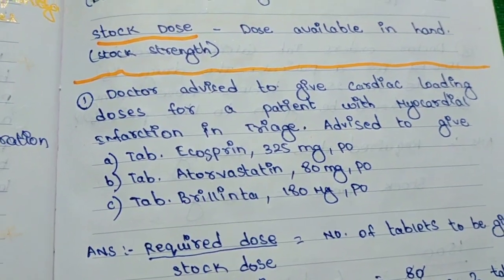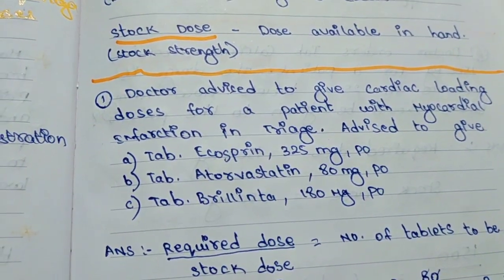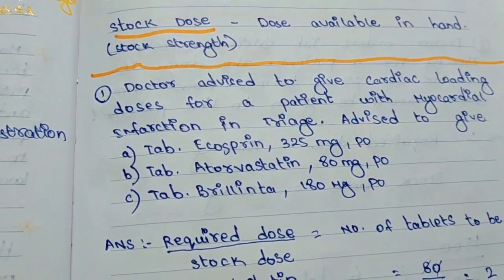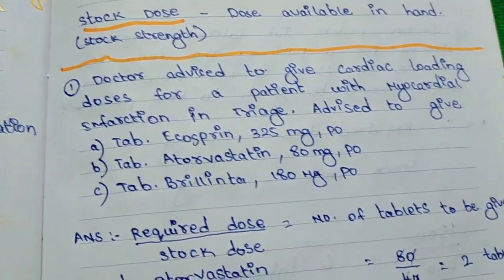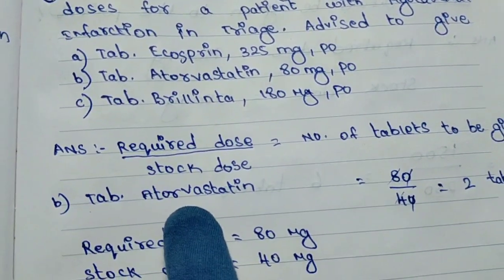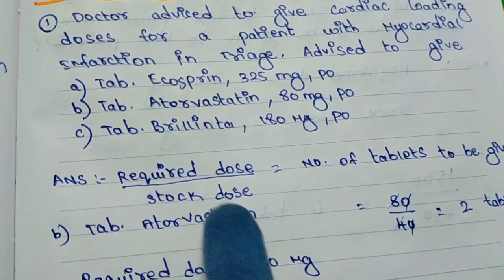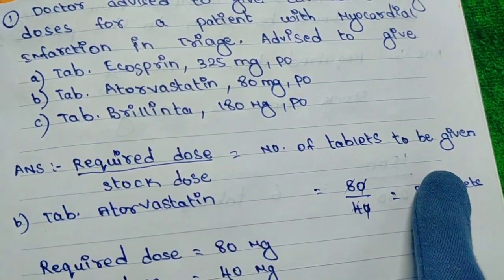Okay, it's all in the mind, we have to calculate. We will not get pen and paper every time to calculate it, we will not have that much time. So we need to be perfect and we have to be fast in the calculations. But this is a simple one. So what is the formula? Required dose by stock dose is equal to number of the tablets to be given.